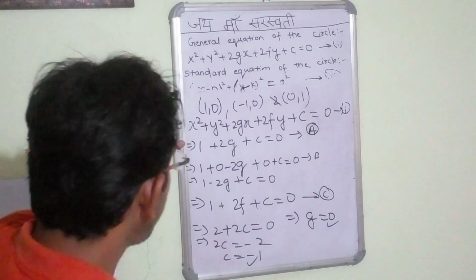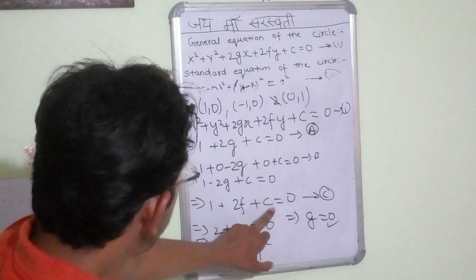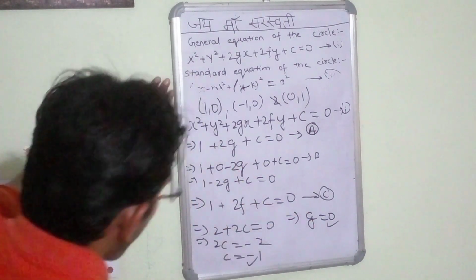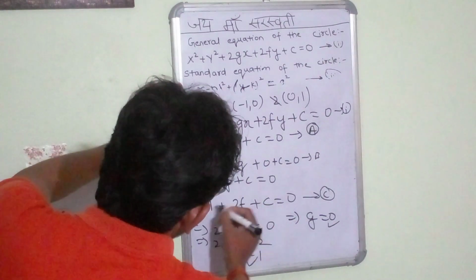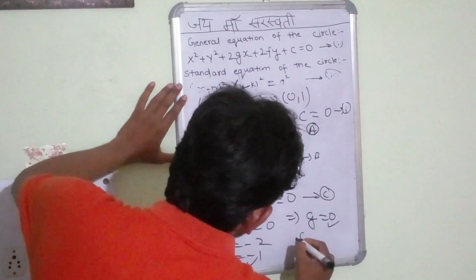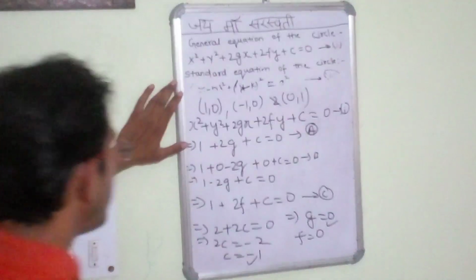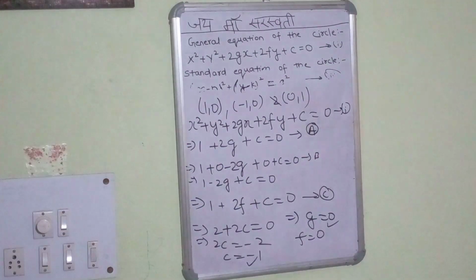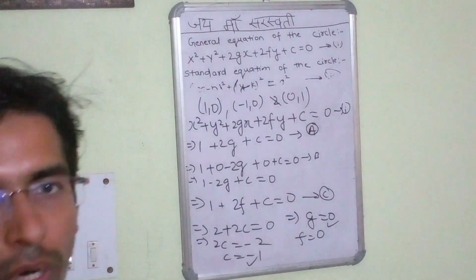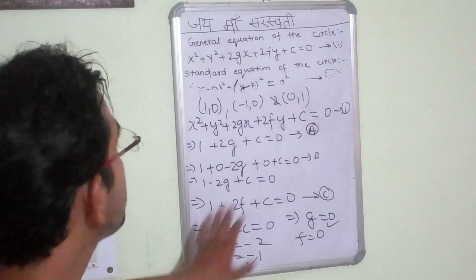Now we will be substituting the value of c, which is minus 1, in equation C. 1 minus 1, so f is equal to 0. So f is equal to 0, g is equal to 0 and c is equal to minus 1.